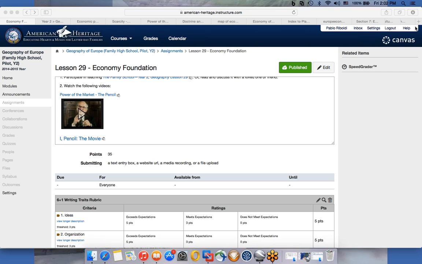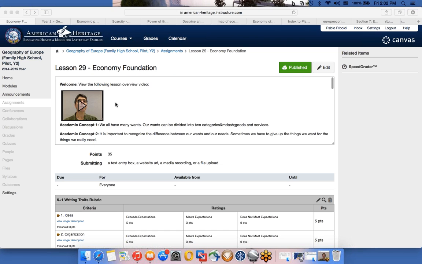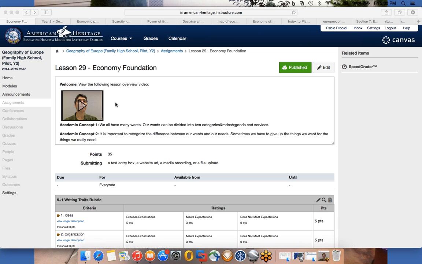Today we are in lesson 29 of the Geography of Europe class, and today we are going to start talking about economic geography. This is another aspect of political geography. Remember, we've done lessons on political geography dealing with demographics, population, languages, religion. What else have we done? Government. Now we are going to do the economy.